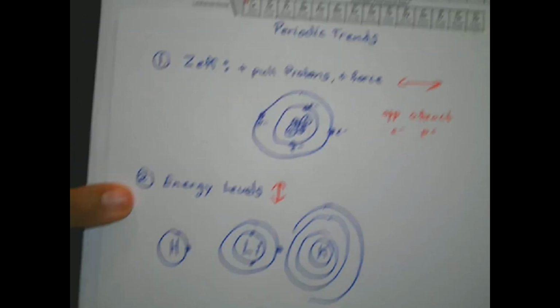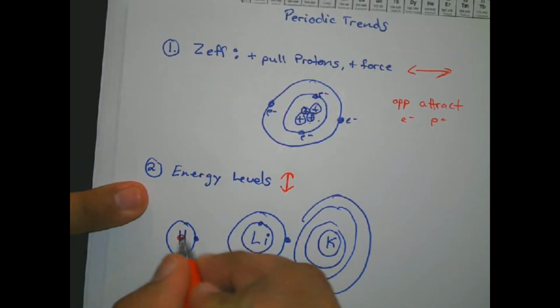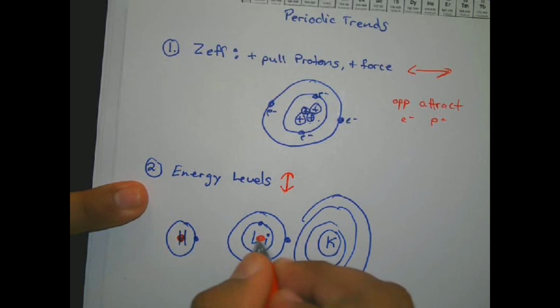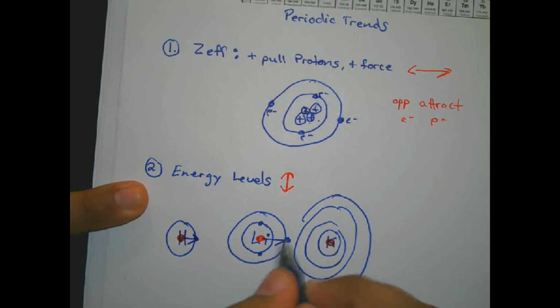Now, one thing about these energy levels, you're going to notice something. Say this is the nucleus, these red dots I'm putting in right here. As you go down, what's happening to the distance from the nucleus?